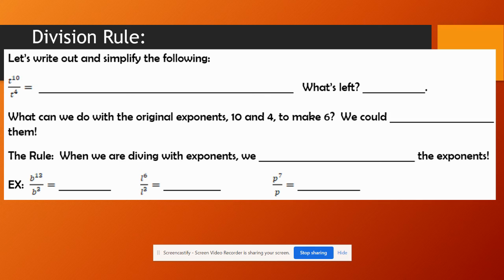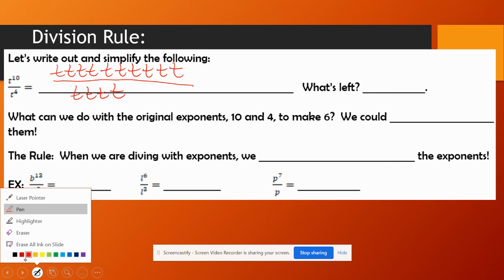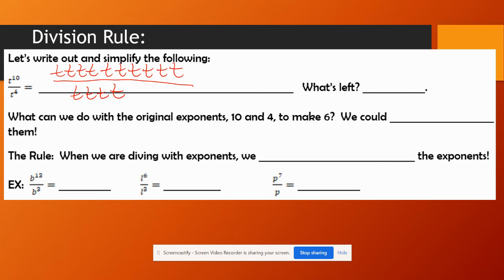The division rule. So if we wrote out t to the 10th and t to the 4th, we would have 10 t's in the numerator and 4 t's in the denominator. Now when we're dividing and we have the same thing on the top and the bottom, we're allowed to reduce it out. So I'm reducing each of these t's. And so what do we have left? Well, we have this group of t's in the numerator, and if I count them, 1, 2, 3, 4, 5, 6, we have 6 t's left.